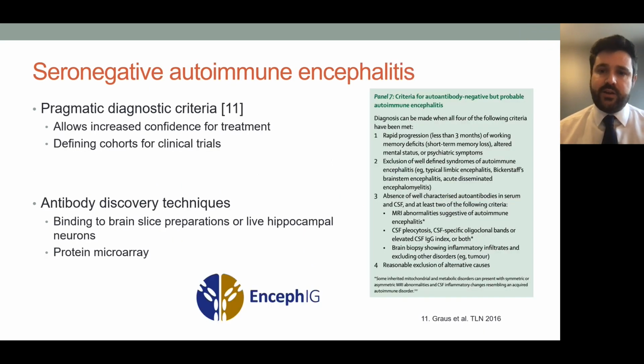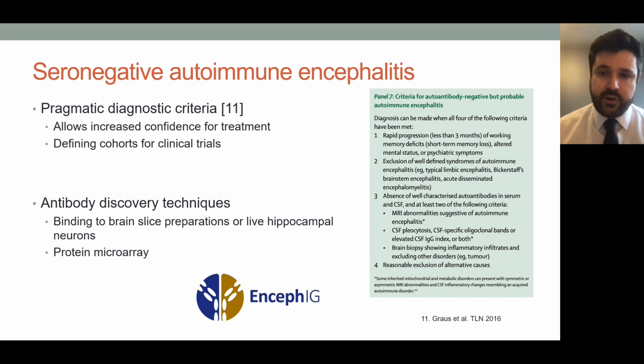And in autoimmune encephalitis as well, there have been attempts to understand more about these patients where we suspect autoimmune encephalitis, but we don't find an antibody. And in 2016, there were pragmatic diagnostic criteria proposed to allow diagnosis of probable autoimmune encephalitis, which provides some increased confidence for clinicians using immune therapy for these patients. And it's also useful for clinical trials.